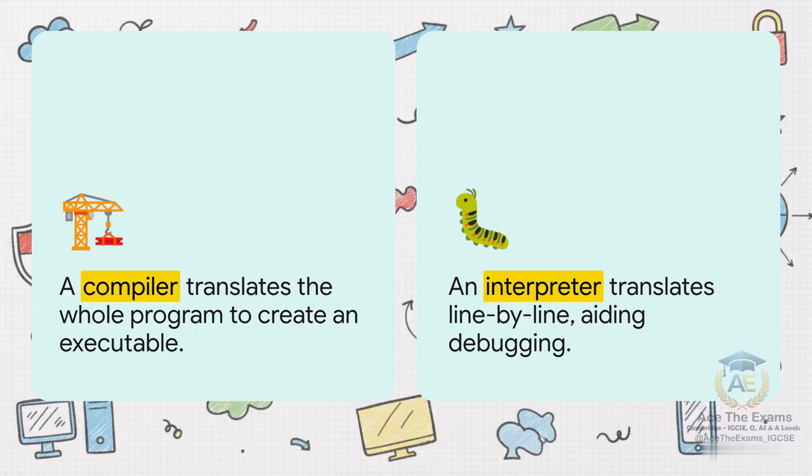Interpreters, on the other hand, translate the code line by line while the program is actually running. They don't give you a standalone file, but they are absolutely fantastic for debugging because you can spot errors and tweak the code directly on the fly.